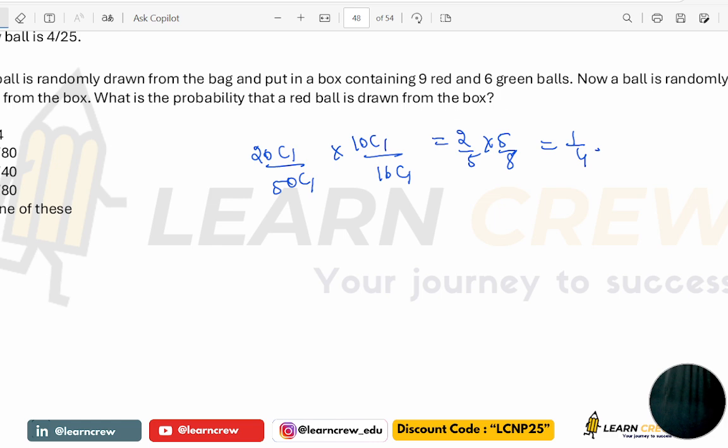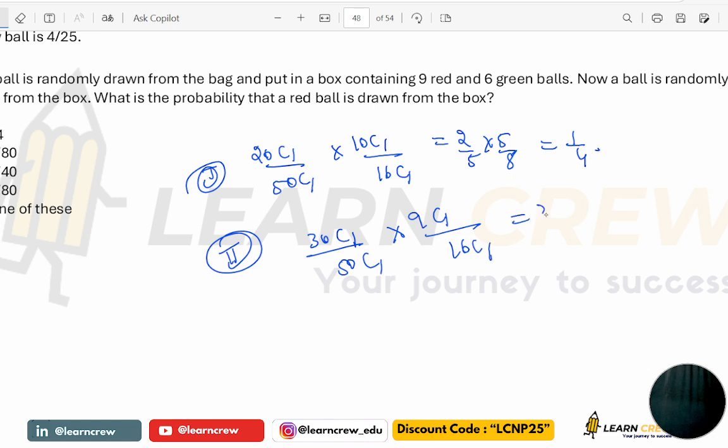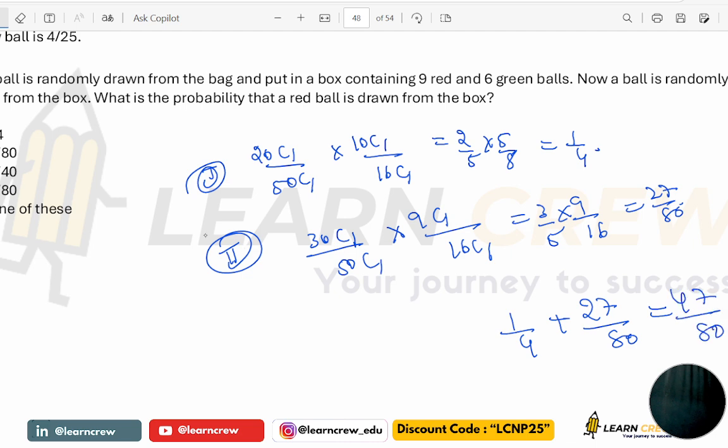The red ball being drawn is the first case. Now the other case, where a ball other than the red ball is drawn. That is 30C1 by 50C1 into 9C1 by 16C1, which is 3 by 5 into 9 by 16, which is 27 by 80. Thereby the answer would be 1 by 4 plus 27 by 80, which is 47 by 80. 47 by 80 is the answer.